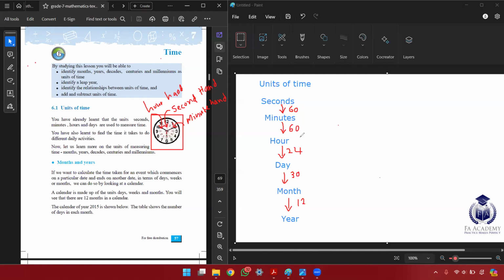And you know that these things are observed in a clock, right? Up to hours, you can see them in a clock, right? And then starting from days to year, you just see this in your calendar, right? So you know that these are the two things that we can see to observe time. Right, so I think let's move on to the next one. Let me complete this one. Okay.